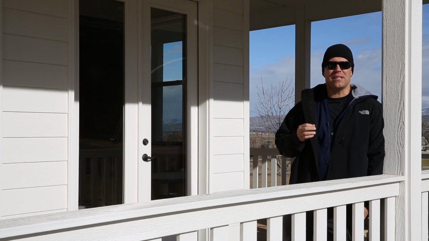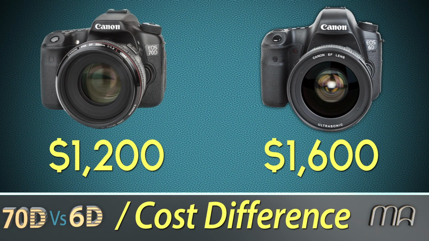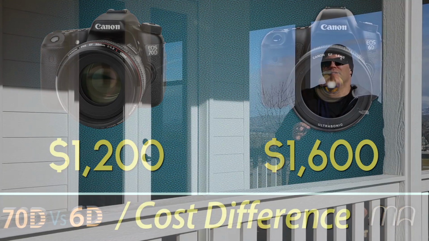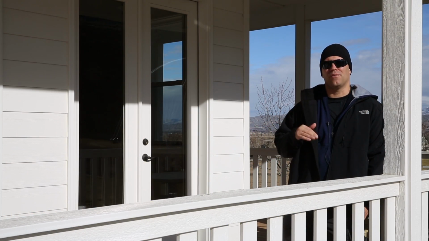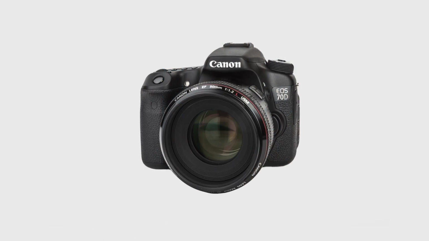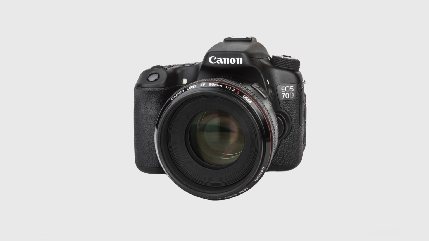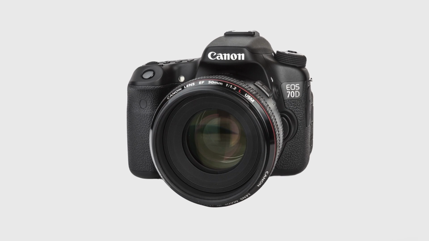The Canon 70D, right now you can get it for about $1,200. The Canon 6D, prices come down significantly. It's about $1,600. The short answer is that if this is your first camera, or if you're a beginning photographer, 90% of you are just going to want to get the 70D.